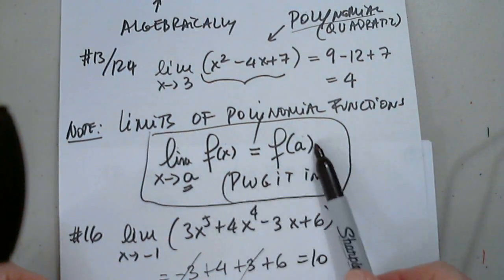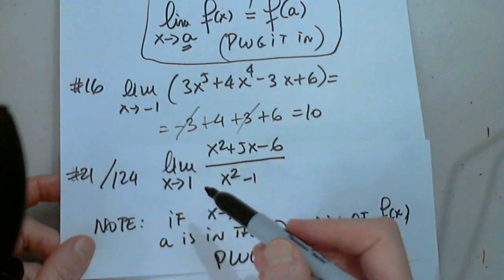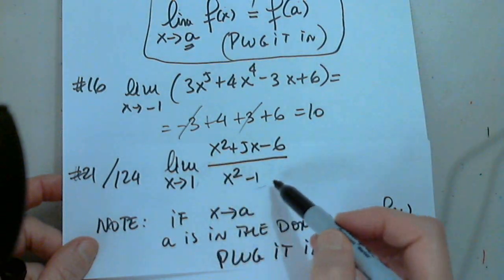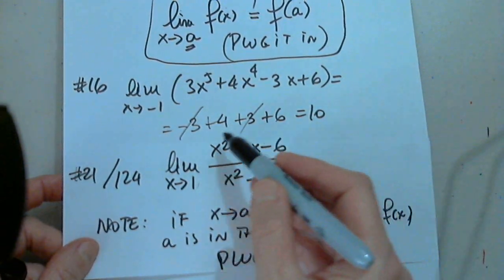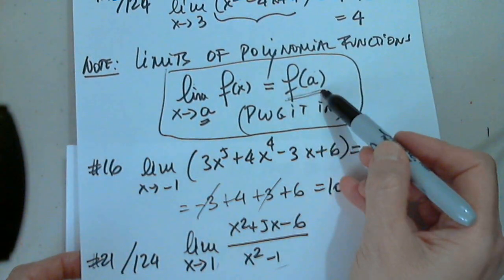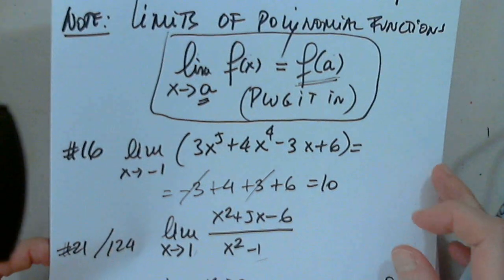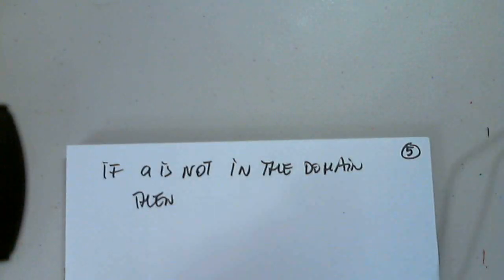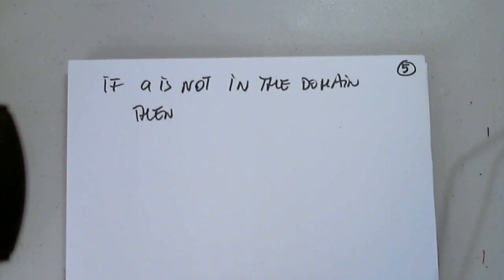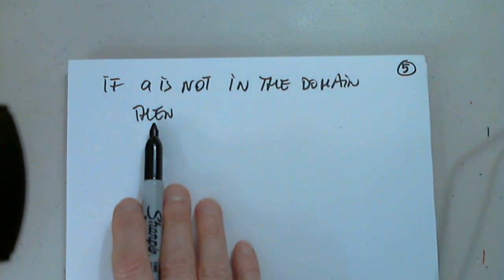So it's the same rule that applies if this number is in the domain of this function. If this number is not in the domain of this function, I cannot apply this rule. Just plug it in. I cannot. So what happens then? I'll come back to the problem.